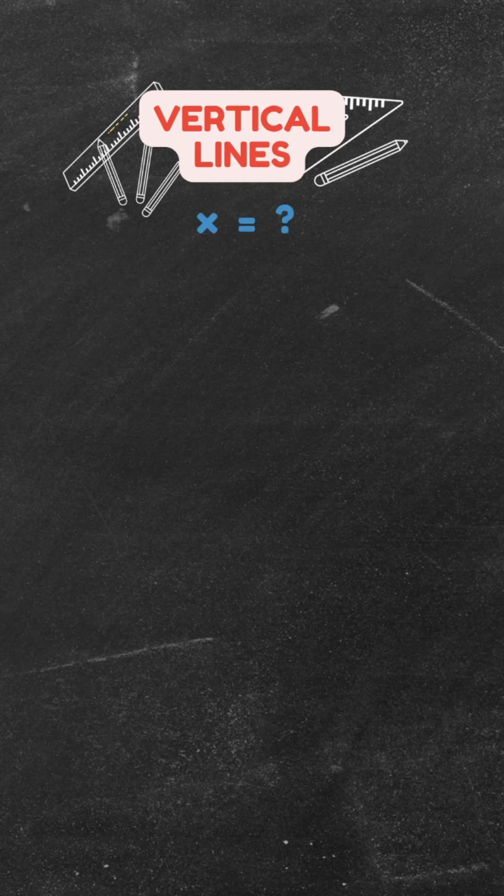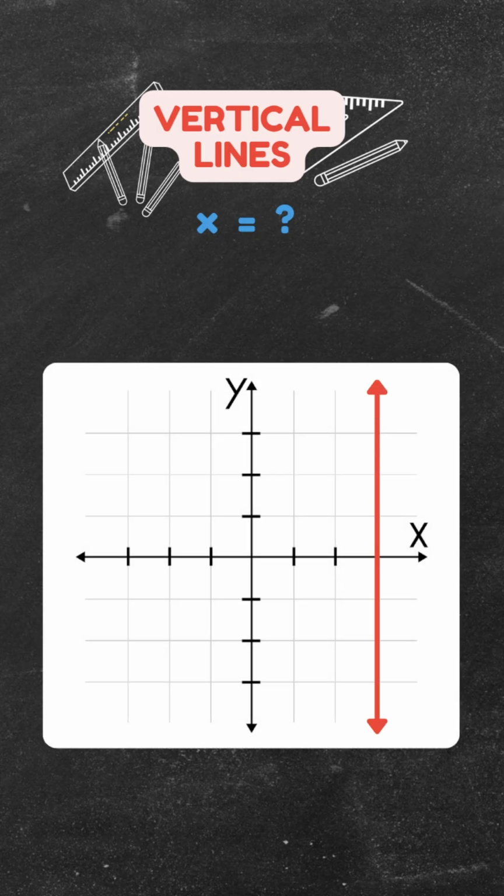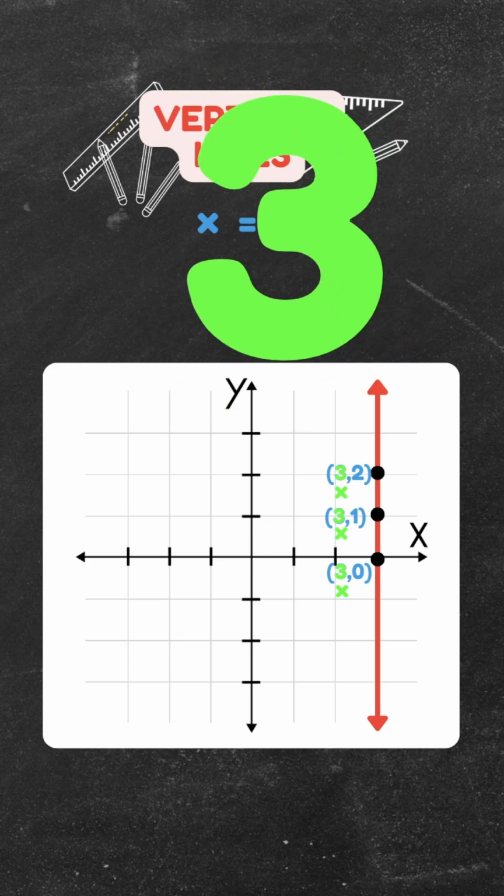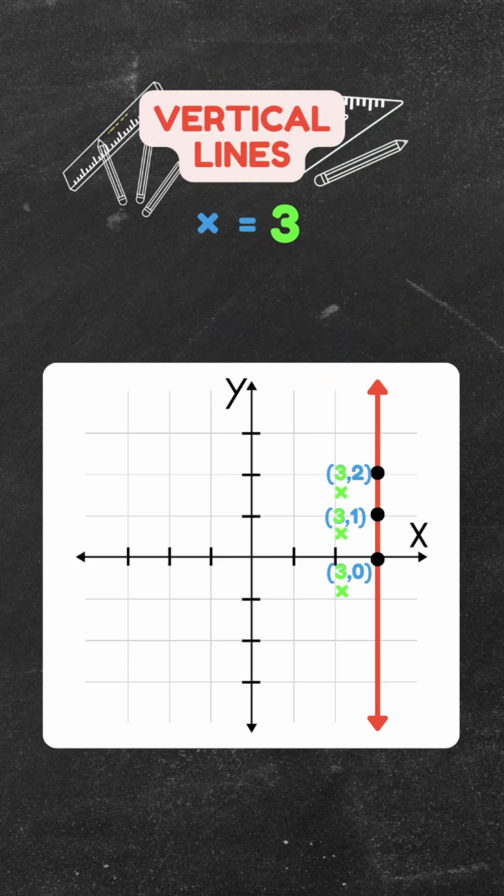Okay, last one, vertical lines. If horizontal lines are y equals a number, then vertical lines are going to be x equals a number. Here's an example of a vertical line. Let's plot some points here: 3, 0, 3, 1, 3, 2. What do you notice about the x values this time? In this case, all the x values are the same. They're all 3. So the equation for this line is going to be x equals 3.